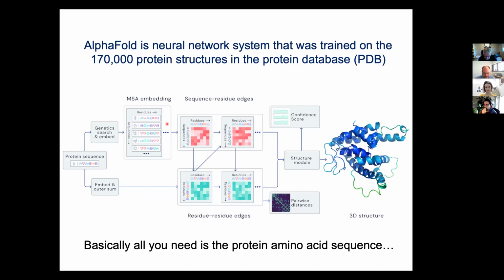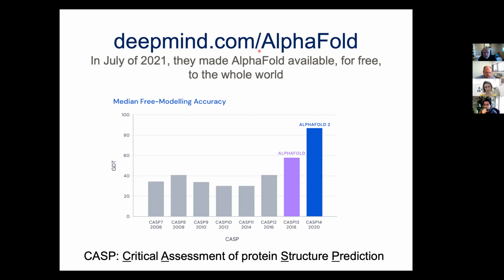You can go to this website. It's here, deepmind.com/AlphaFold. And these guys are very nice because in July 2021, they made AlphaFold available for free to the whole world. And so anybody in the world can now put a sequence in there and you can actually start to predict. And we've already used it. We've predicted the structure of some proteins.